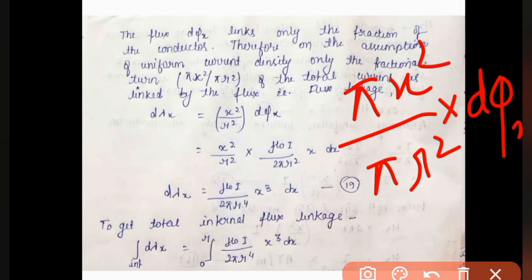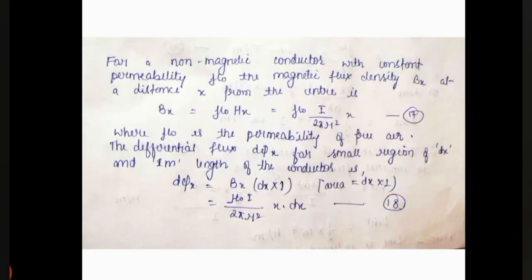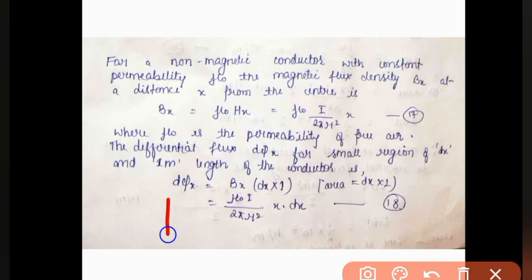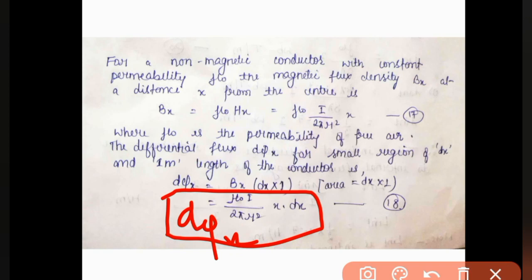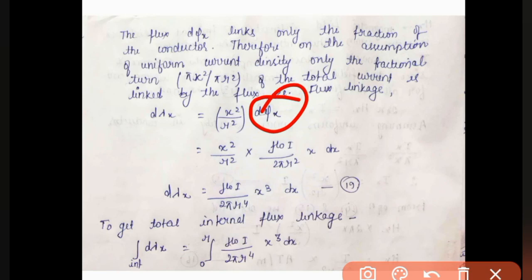So here pi cancels and we get this equation by putting the value of d phi x from the earlier equation. See here, what is the value of d phi x? See, it is the value of d phi x, and now putting this value in this equation, we put the value of d phi x and we got equation number 19.